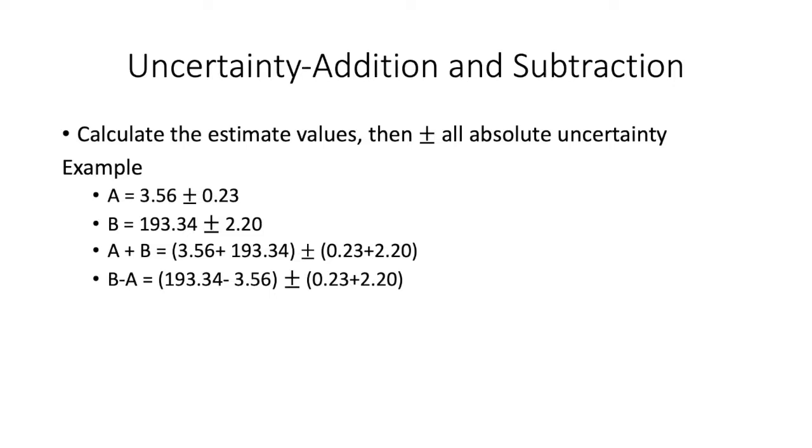You just calculate the estimate volume first. You subtract 3.56 from 193.34, and then you calculate the absolute uncertainty.